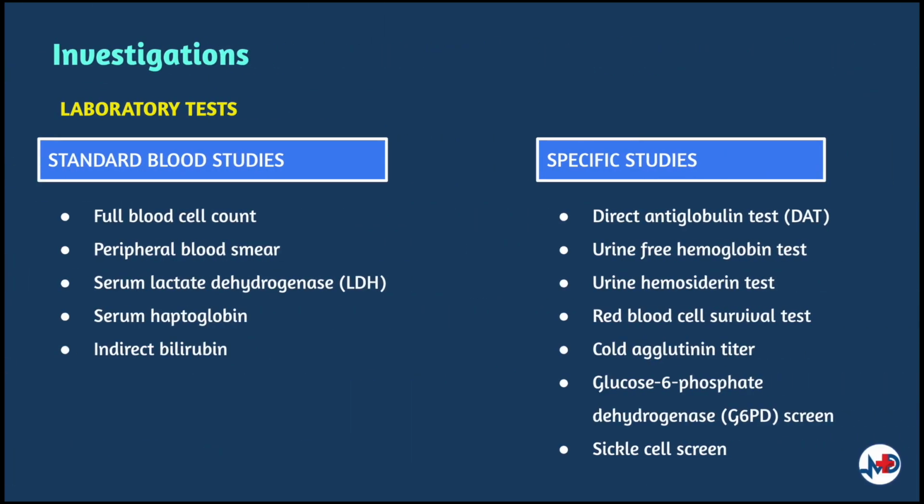Among the lab studies that can be carried out include the standard blood studies, which include full blood count, peripheral blood smear, serum lactate dehydrogenase or LDH, serum haptoglobin, and indirect bilirubin. As for the specific studies, you want to look at direct antiglobulin test or DAT, urine free hemoglobin test, urine hemosiderin test, red blood cell survival test, which is quite rarely done, cold agglutinin titer, G6PD screen, and sickle cell screen. The changes in the LDH and serum haptoglobin levels are the most sensitive general tests because the indirect bilirubin is not always increased.